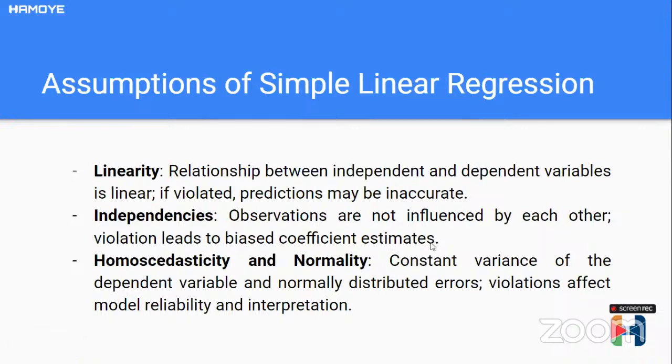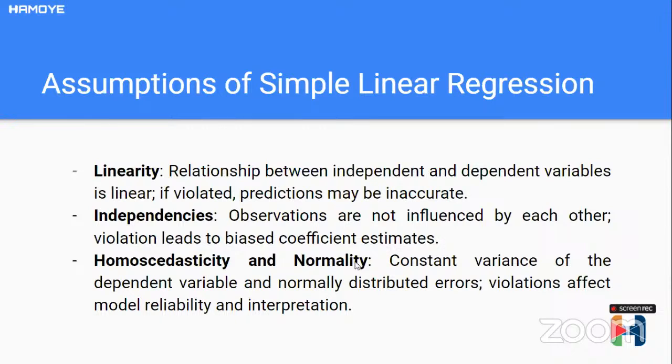Then another assumption is homoscedasticity. The assumption here is that there is a constant variance, right, of the dependent variable. The variation of the dependent variable, the y variable, is constant across the independent variable x. So obviously it is an assumption. This assumption is just to allow the simple linear regression model to work effectively.